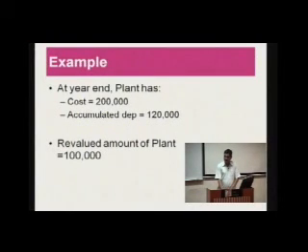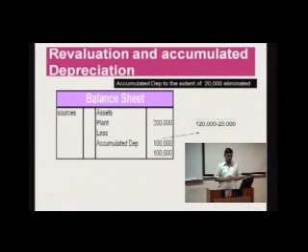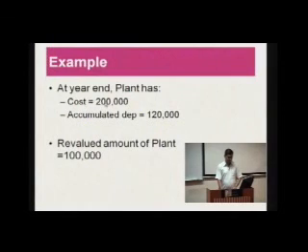Suppose there is a plant and the cost of the plant is 200,000, the accumulated depreciation is 120,000, and the revalued amount of the plant is 100,000. What will happen? What does IAS 16 say about it? Let us see this. There is a possibility that accumulated depreciation to the extent of 20,000 can be eliminated. The old plant was 200,000. The accumulated depreciation is 120,000.